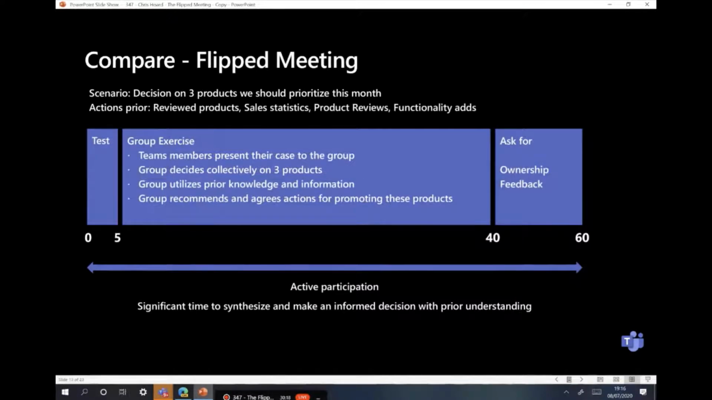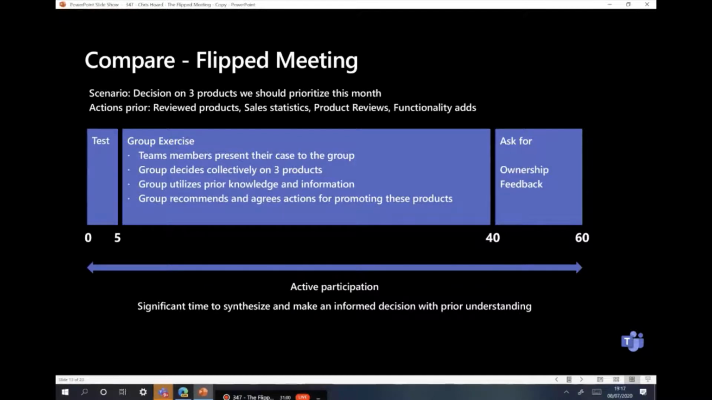In a flip meeting, this looks totally different. Imagine we had the same scenario: a decision on 3 products we should prioritize this month. The actions would be set prior to that meeting. The attendees should review the products to be prioritized. They should look at the sales statistics, the product reviews, and any functionality added to the products during that month. They can then come armed with a lot of information. They may have discussed it with each other already. Right at the beginning of the flip meeting, there's a test to see their learning and whether they have followed the actions set prior to that meeting.